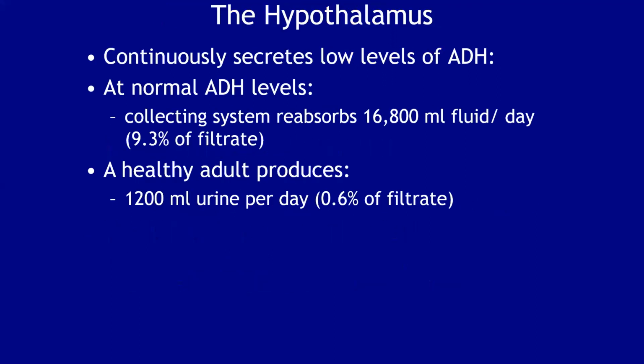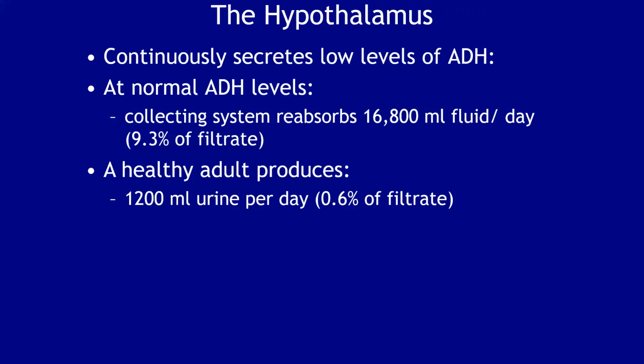Your hypothalamus is important in the production of ADH as it continuously secretes low levels of ADH. So if you are in homeostasis and you have normal ADH levels, then your collecting system is going to absorb close to 17,000 milliliters of fluid per day. A healthy adult should produce 1,200 milliliters of urine per day.